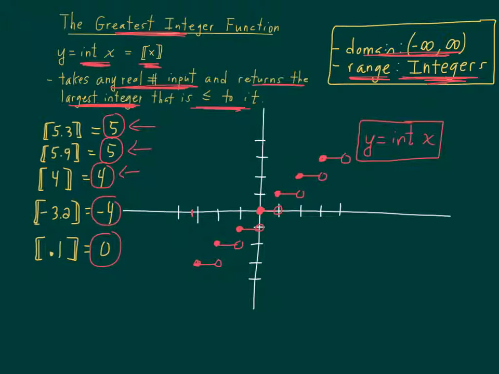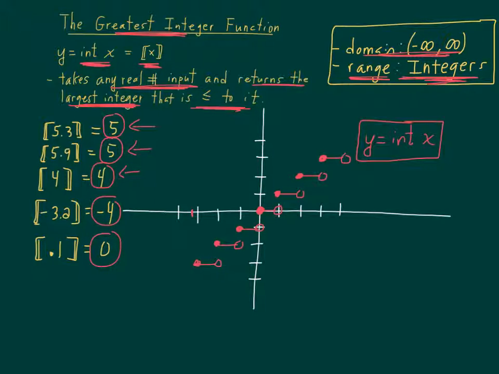So you need to know what this graph looks like. It's composed of a bunch of jumps here. Notice we have several closed and open circles. We can't have two closed circles on top of one another. Obviously, it would not be a function if that were the case. But you can use this graph to find any needed value.